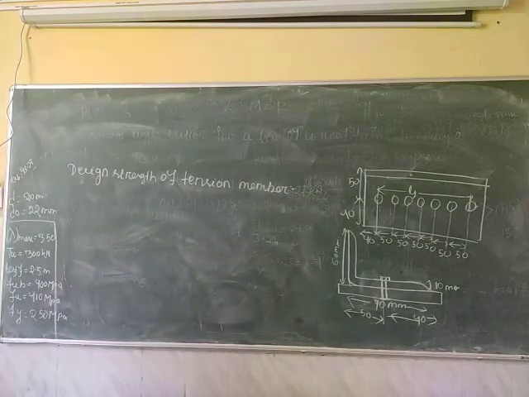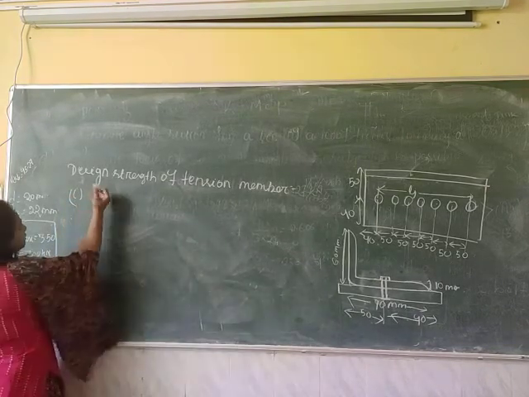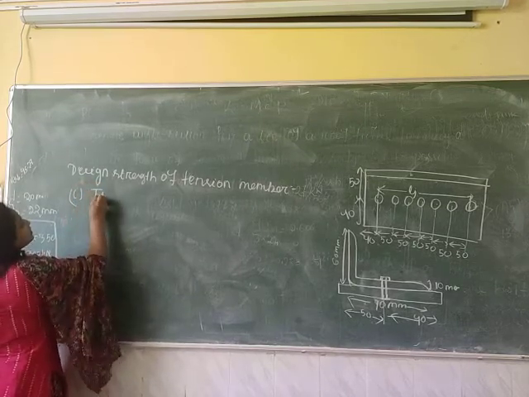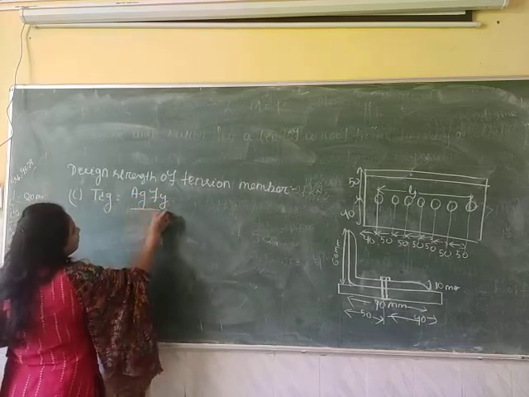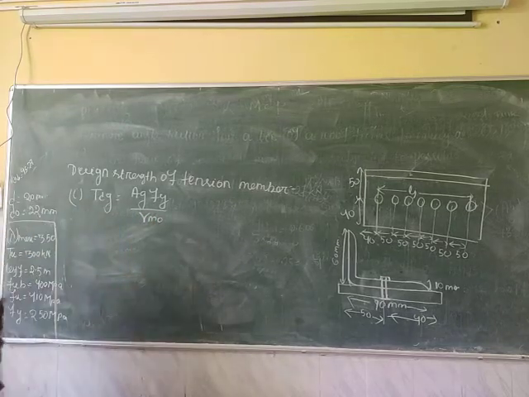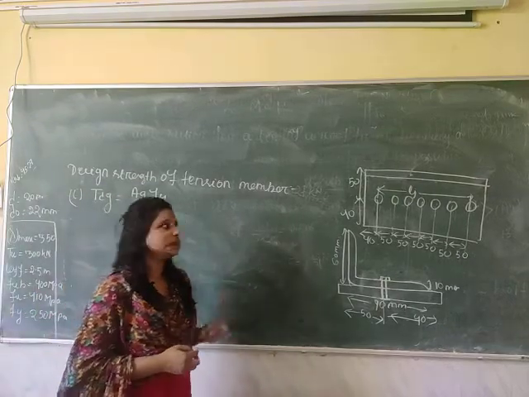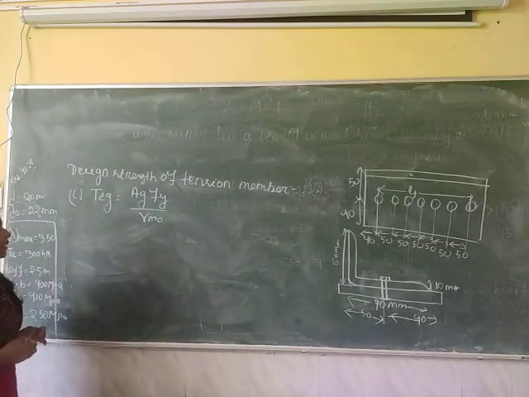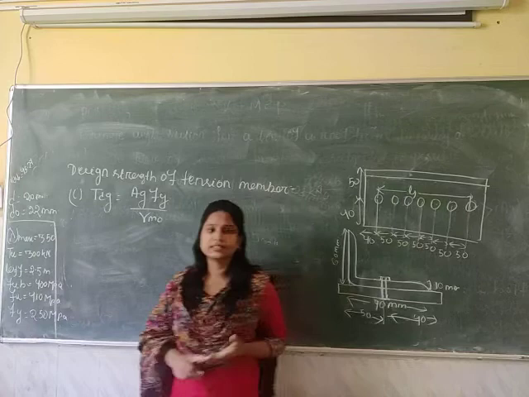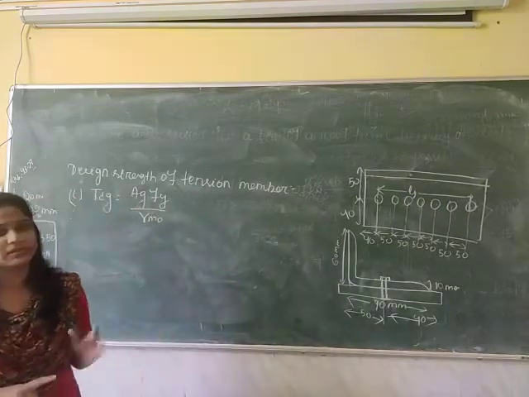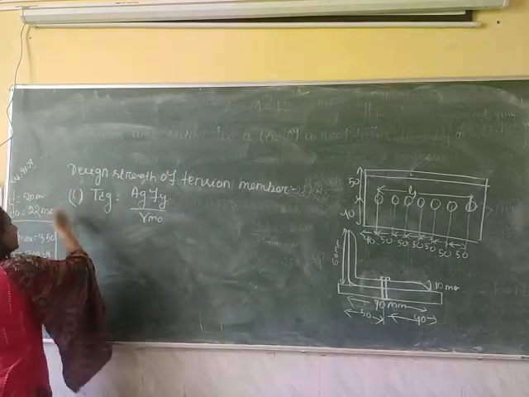For this, first we have to calculate the yield strength of gross section, that is Tdg. That can be calculated by Ag into Fy divided by gamma m0. You have already learned how to calculate the design strength of the tension member, as the tension member may undergo failure by yielding of the gross section, rupture of critical section, or block shear failure. So we have to calculate the yield strength, the rupture strength and the block shear strength, and we will take the minimum value as the design strength of the tension member. First calculate the yield strength of the gross section.